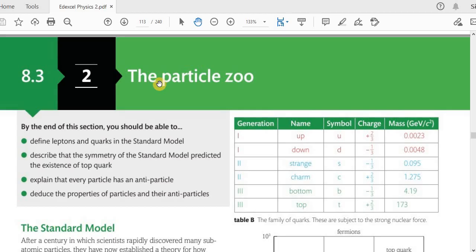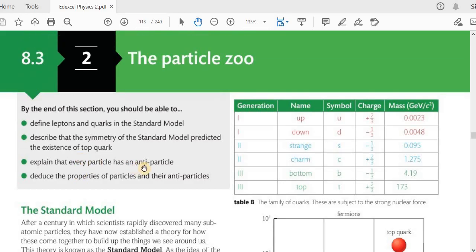8.3.2, the particle zoo. By the end of this section, you should be able to define leptons and quarks in the standard model. Describe the symmetry of the standard model. Describe that the symmetry of the standard model predicted the existence of the top quark. Explain that every particle has an antiparticle. Deduce the properties of particles and their antiparticles.